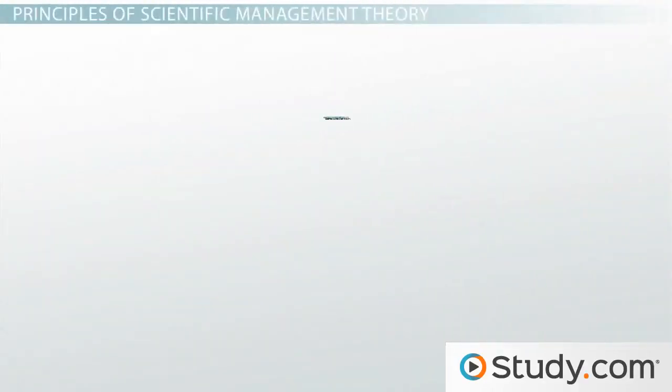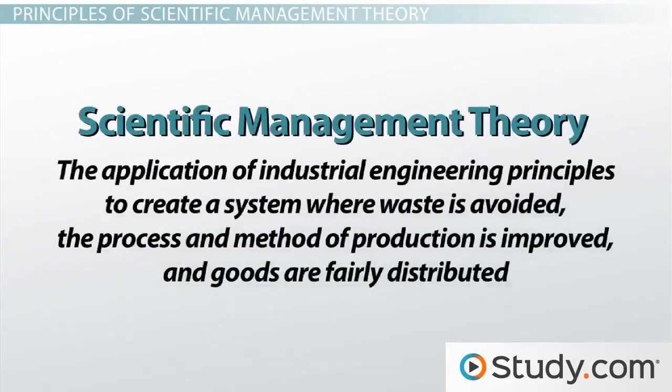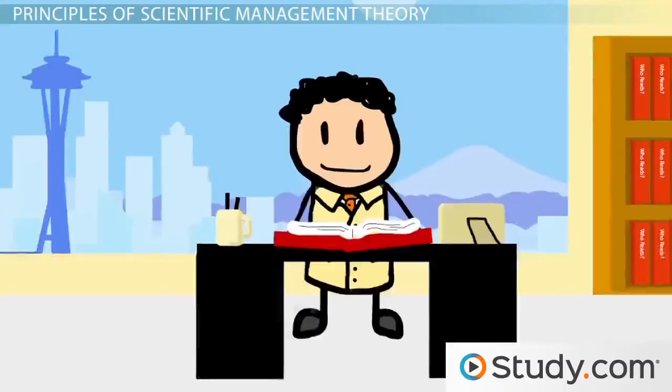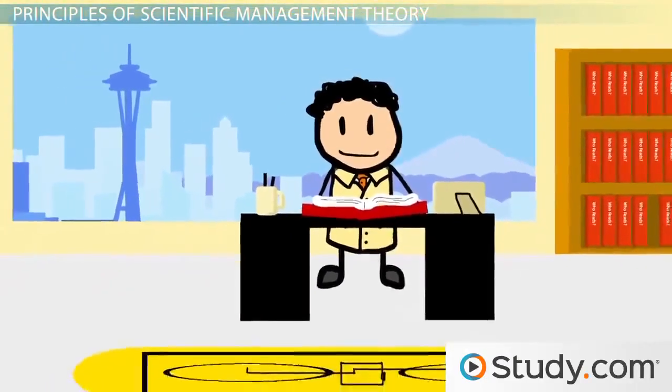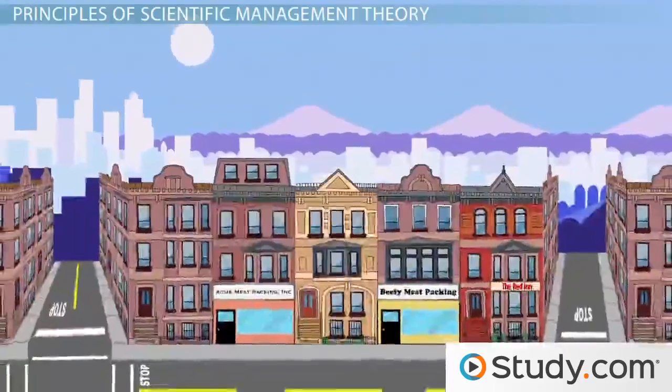In broad terms, scientific management theory is the application of industrial engineering principles to create a system where waste is avoided, the process and method of production is improved, and goods are fairly distributed. These improvements serve the interests of employers, employees, and society in general.